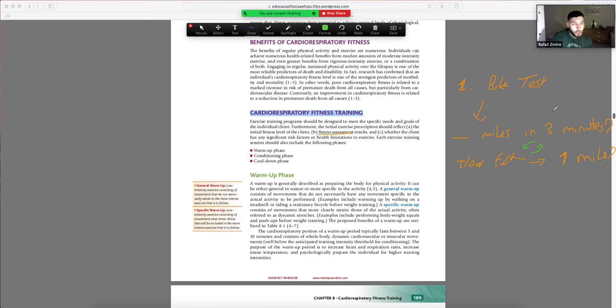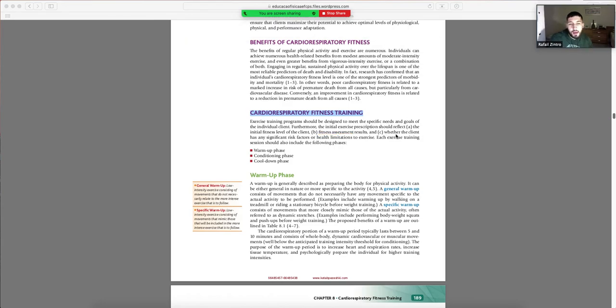It's up to them. But yeah, it's important you do the fitness assessment through other ways as well, but we'll talk about that later on. But keep that in mind and see whether the client has any significant risk factors or health limitations to exercise. Essentially what you'll find out in the PARQ. 2 birds, 1 stone. Now, it says each exercise training session should also include the following phases.